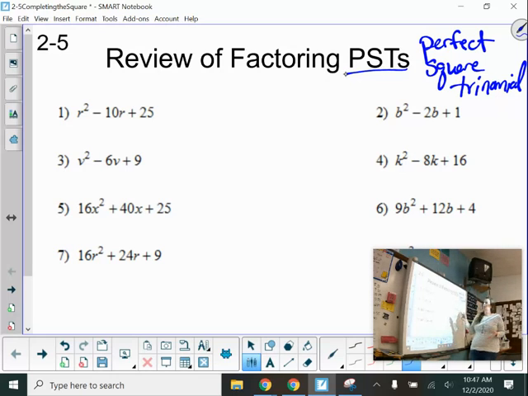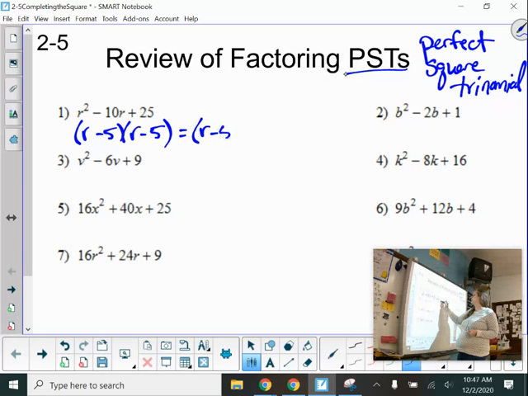So if we look at the first one here, I have r squared minus 10r plus 25. The traditional way that we would solve that would be we'd have an r and an r. Two things that multiply to make 25, but add to be negative 10, would be negative 5 and negative 5. And you can see that's the same thing as r minus 5, the quantity squared.